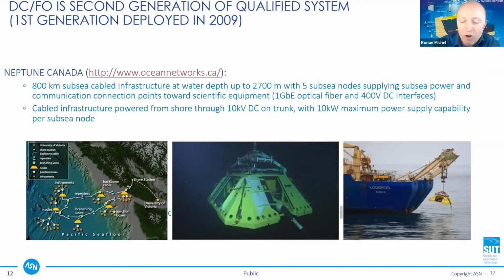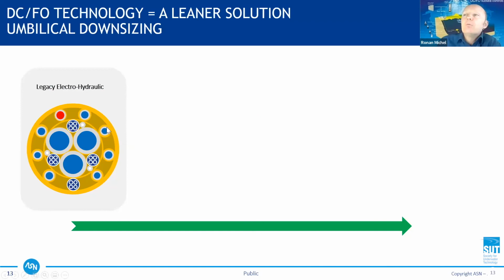So now, just to explain a little bit the difference between a large umbilical and what will be a DC, a smaller umbilical. That is a legacy umbilical. You can see the hydraulics, you can see the core electrical cores in black, you can see the chemical in red, and in the white you can see the fibers.